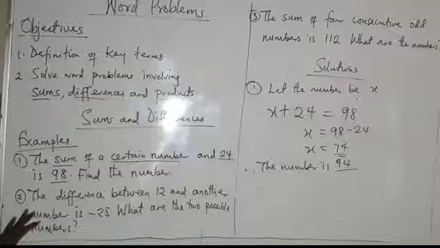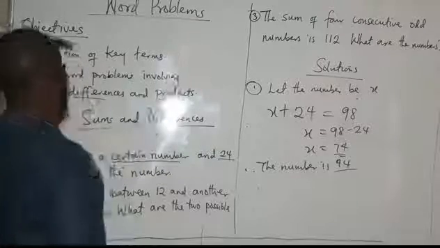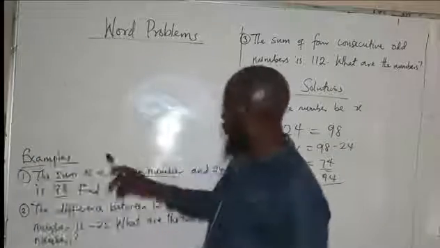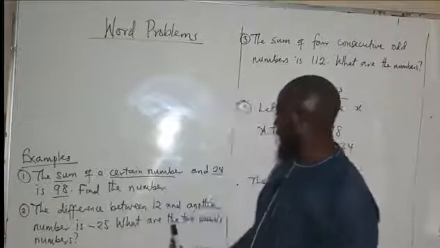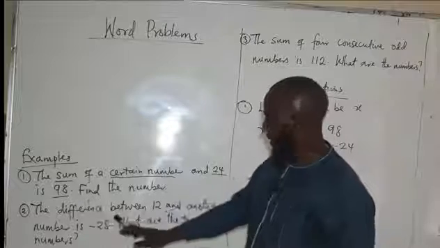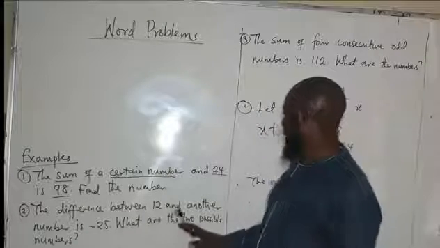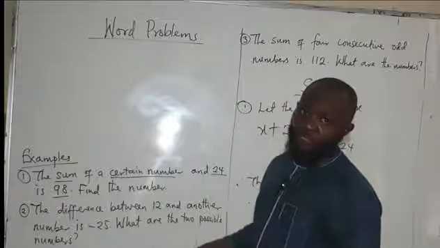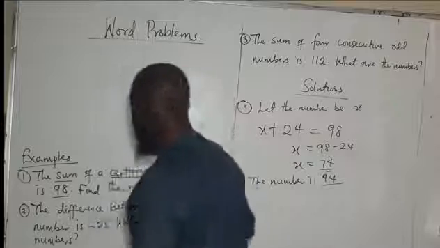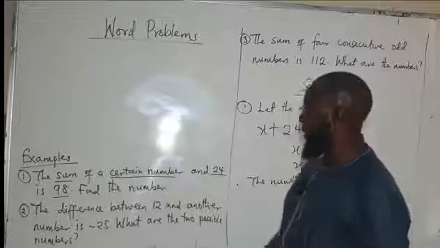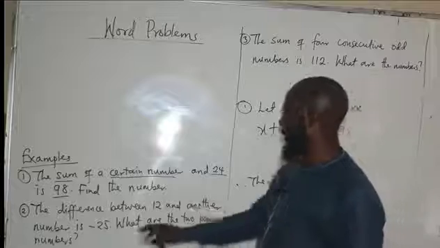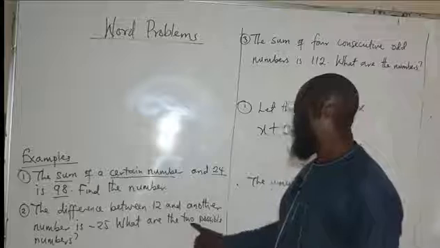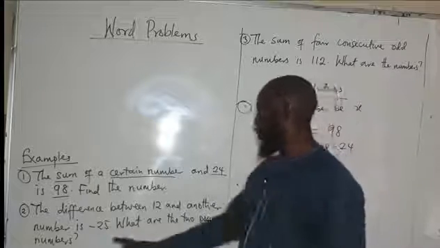So move to the second question. Let me clean this side to ask question number 2. So we have to be very careful here. The difference between 12 and another number is minus 25. What are the two possible numbers?